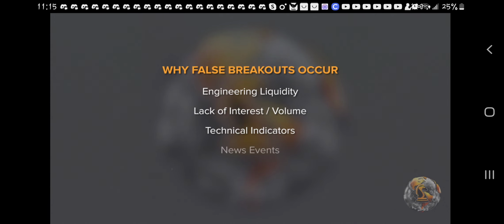The fourth way would be news events. News events can trigger false breakouts, and they're often used in combination with the first point, engineering liquidity, by insiders and smart money. So people who know about the news first, in the days or weeks before, will move price up to a key level. Let's imagine it's in an uptrend. They'll move it up to a key resistance.